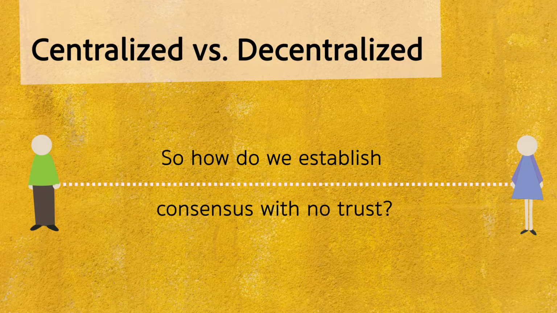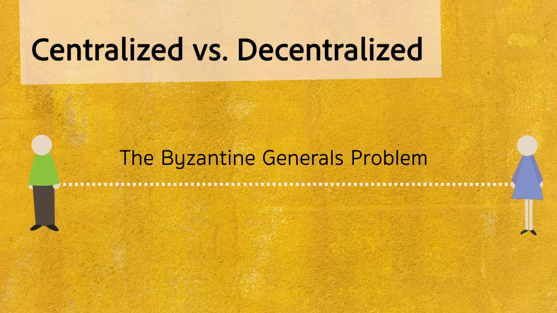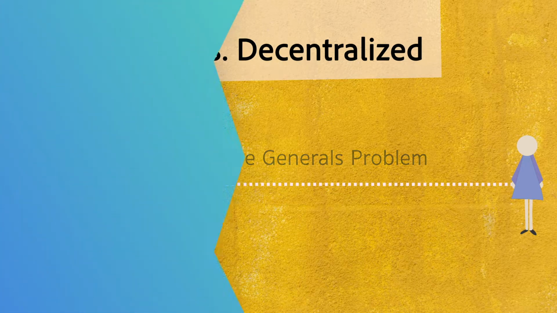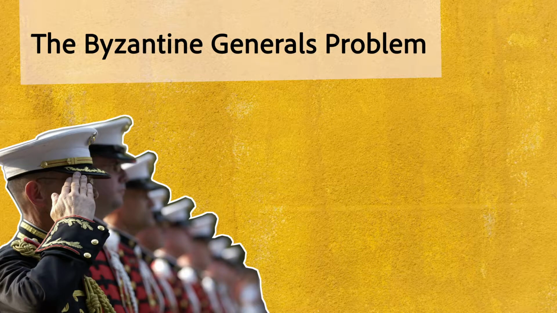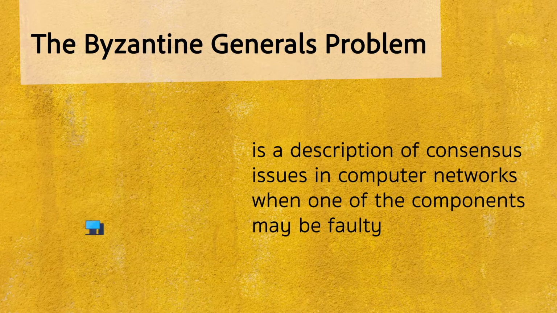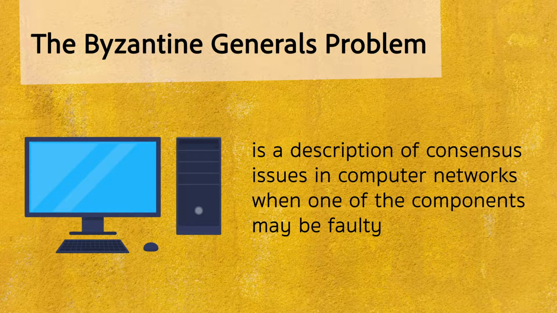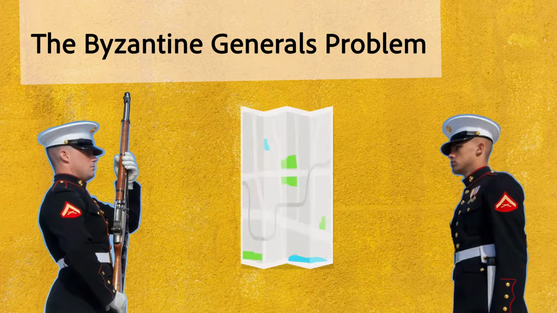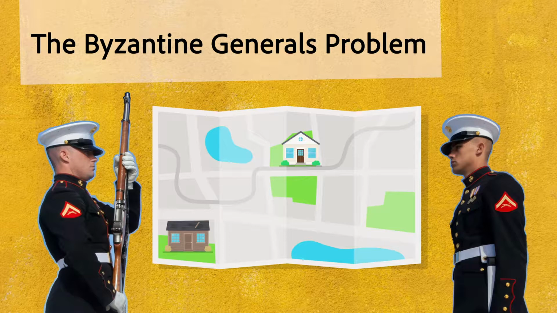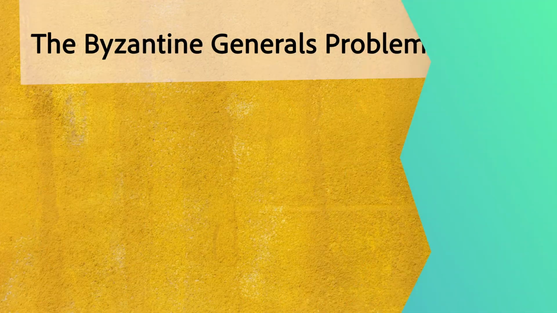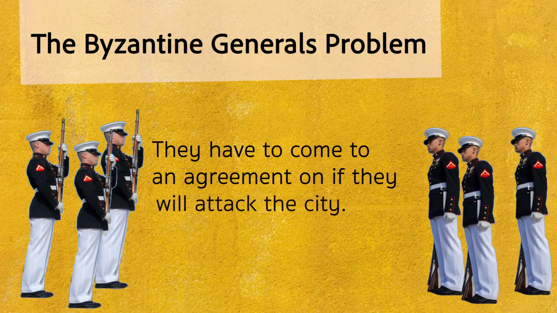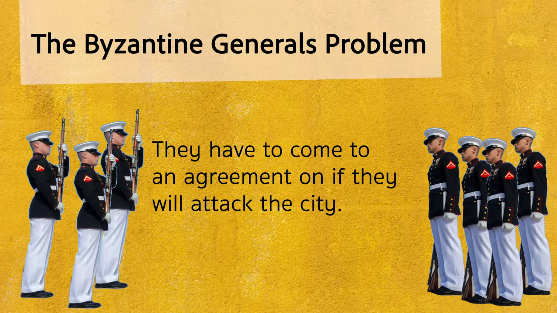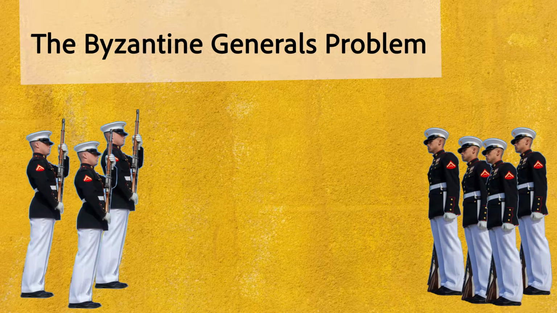So how do we establish consensus with no trust? This is what we call the Byzantine generals problem. The Byzantine generals problem is a description of consensus issues in computer networks when one of the components may be faulty. In the problem, a group of generals in the Byzantine army surround a city. They have to come to an agreement if they will attack the city. All of the generals are separated, and they use messengers to send correspondence to one another.